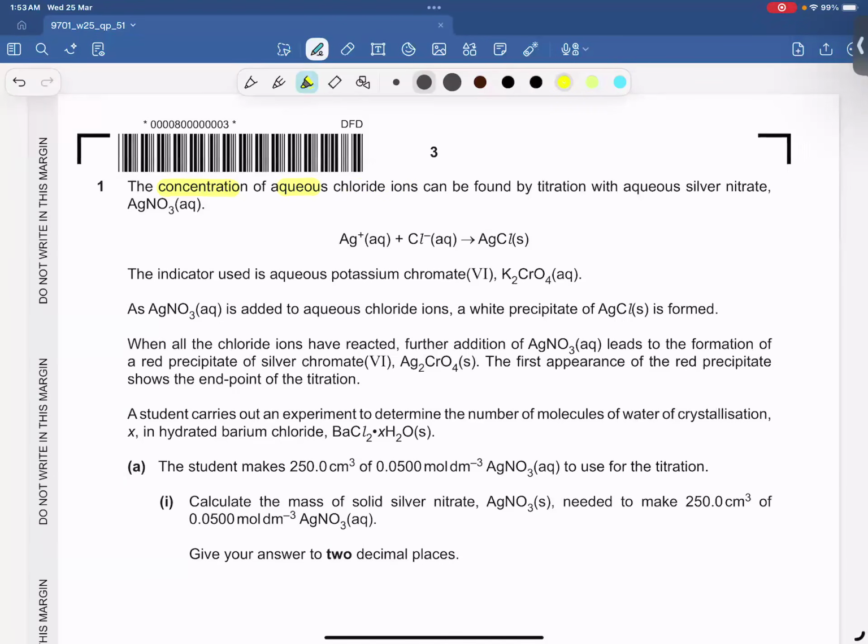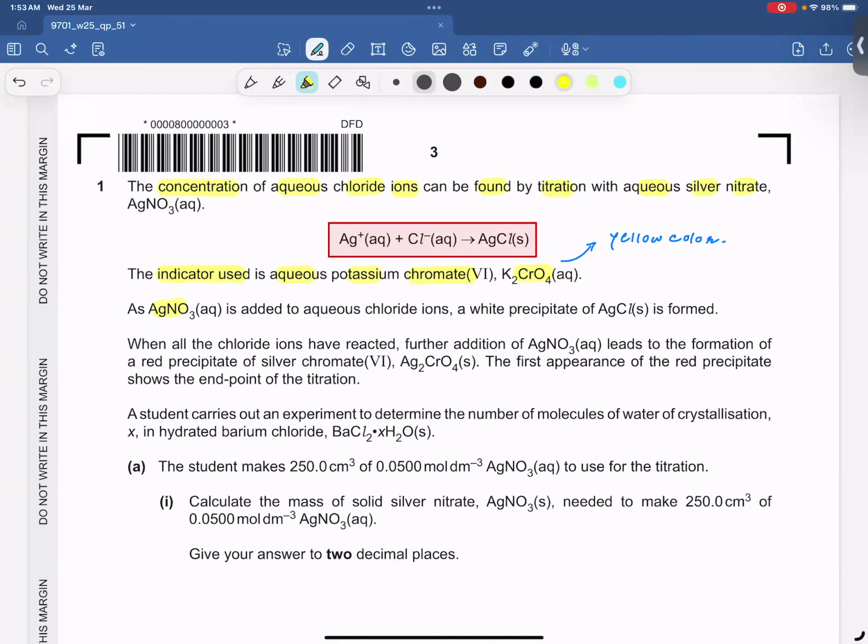The concentration of aqueous chloride can be found by titration with aqueous silver nitrate, and the ionic equation for this reaction is going to be like this, which we have done in Group 17 elements in AS chemistry, or in other words, in A1 chemistry. The indicator used is aqueous potassium chromate(VI). By the way, potassium chromate(VI) has a yellow color, and we did this also in AS. So chromate(VI) ions have a yellow color, while dichromate(VI) ions have an orange color. You need to remember that, okay?